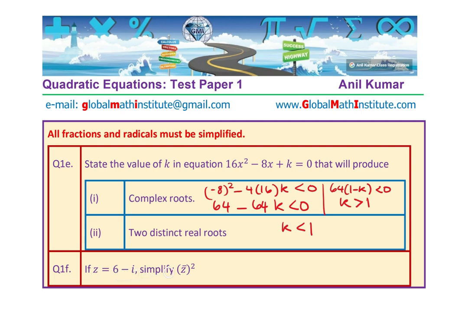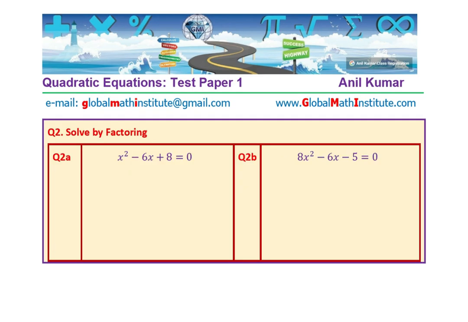Z is 6 minus i. Calculate conjugate square. Conjugate will be 6 plus i, right? And square of this means 6 square, which is 36, plus 12i, and then we have i square, which is minus 1, and therefore we get 35 plus 12i as our answer, correct? Now let's look into question number 2.